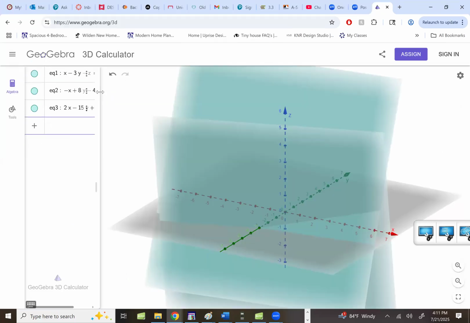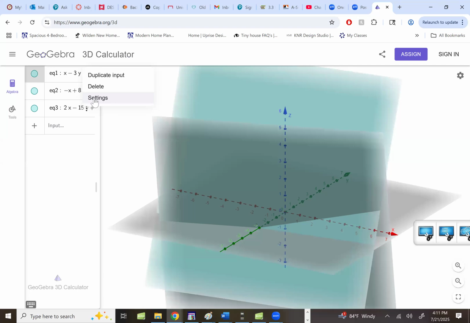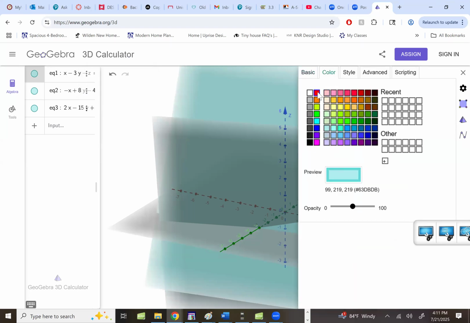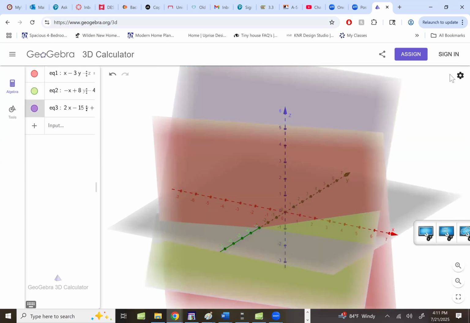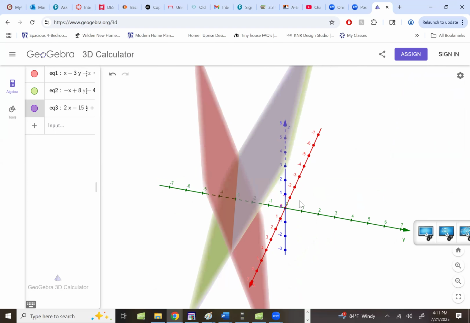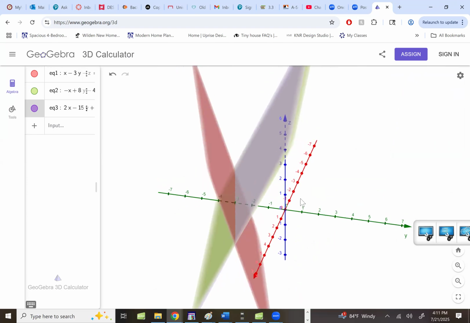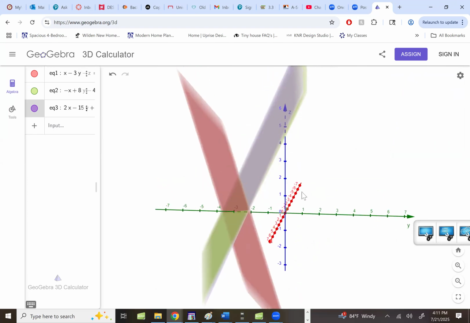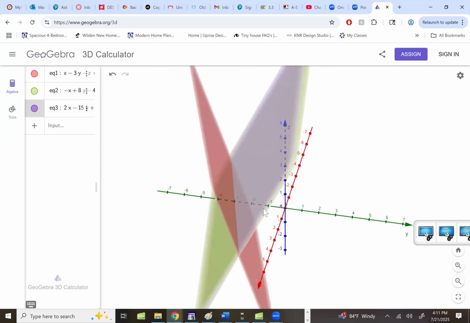Now, let me just really quickly make it to where they're different colors because it's just a little bit too much of that teal color for my liking. Okay. And I'm also going to turn it on. So there we go. Okay. So we can see that all 3 planes, the purple, the red, and the green, touch, right? They all touch right here on this line right here, right?